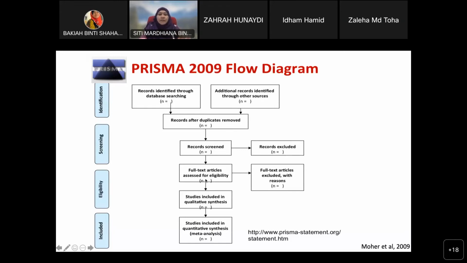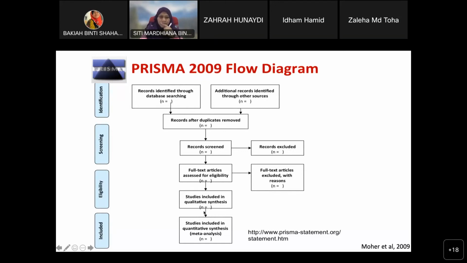And then full text articles assessed for eligibility. This includes those papers that you are able to access. If your inclusion criteria is that you work from 1900 until 2020, there is a high possibility that you will not be able to access those papers from 1900. So you can put that here as excluded with reasons, saying that you cannot access the full papers.